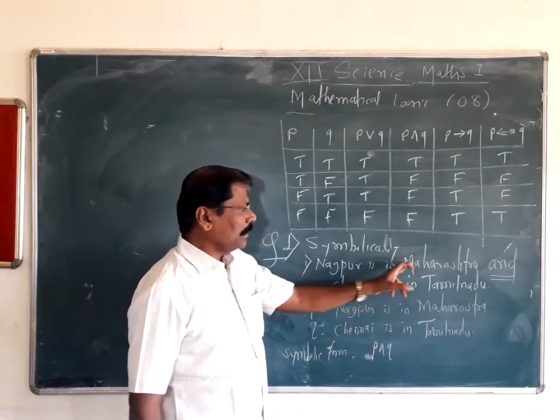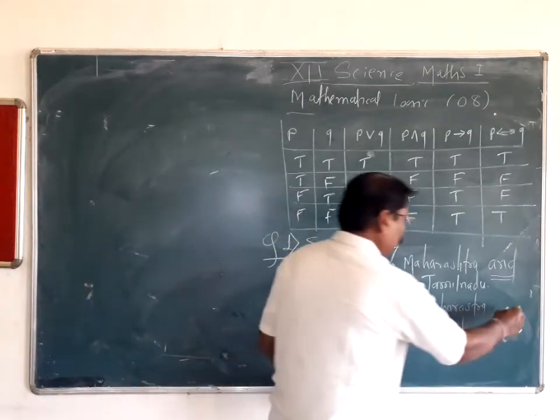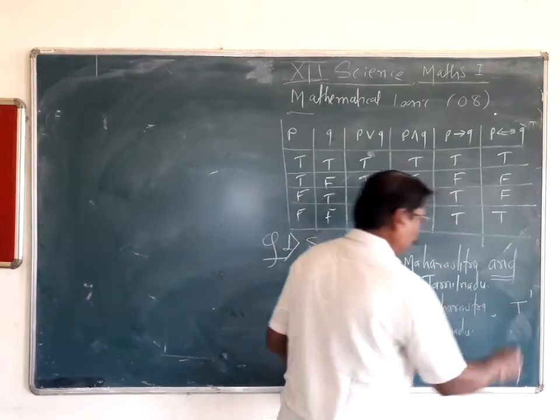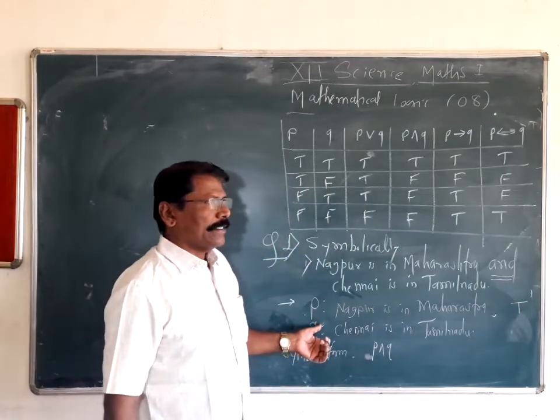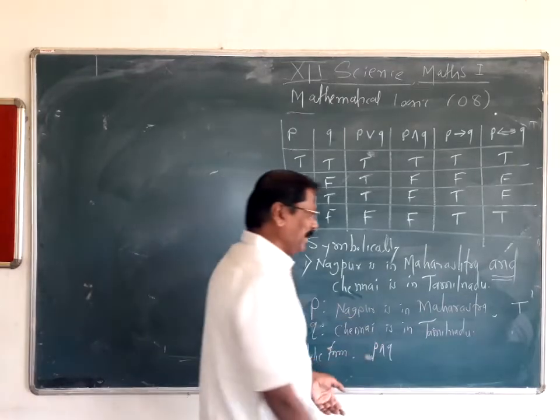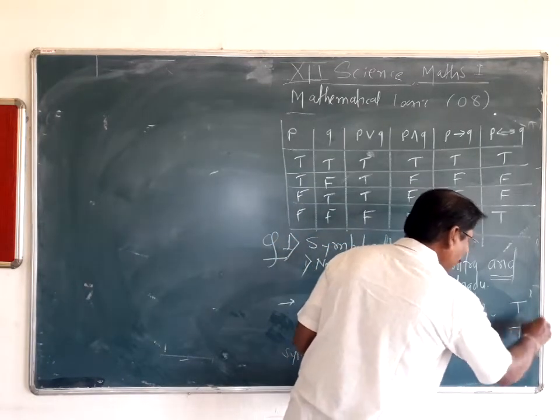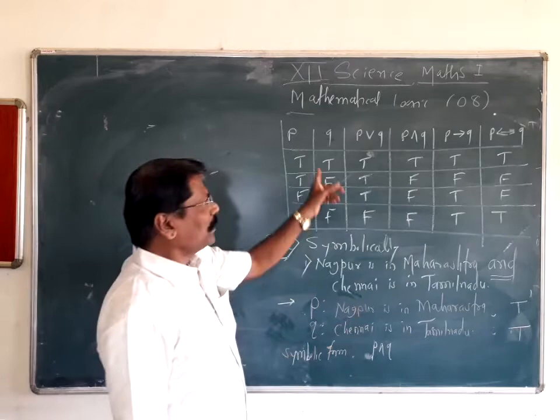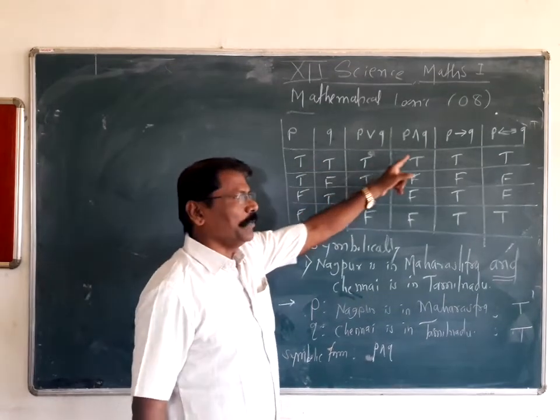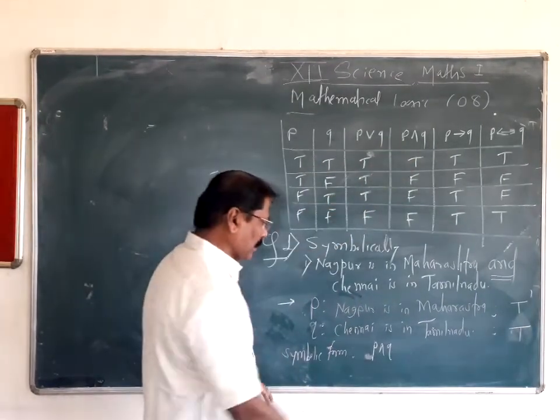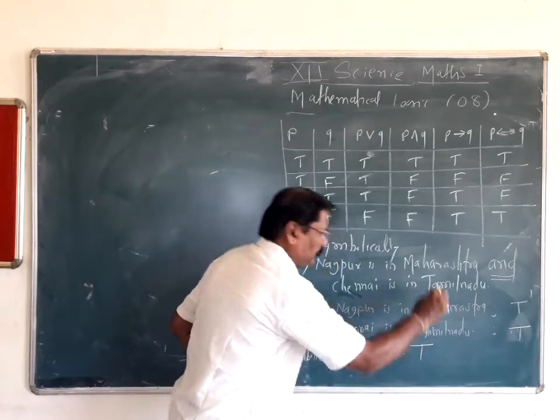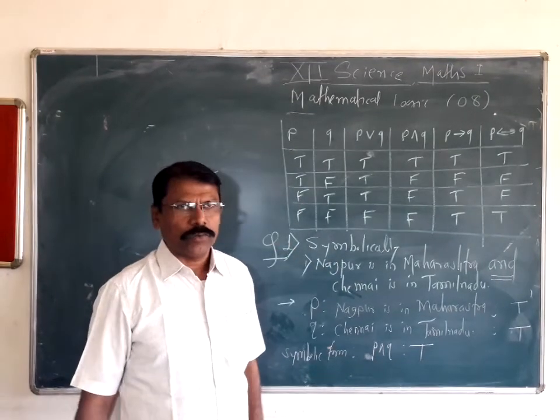Nagpur is in Maharashtra. It is true. Chennai is in Tamil Nadu. It is also true. And if you see the truth table, when both are true, then the compound statement is also true.